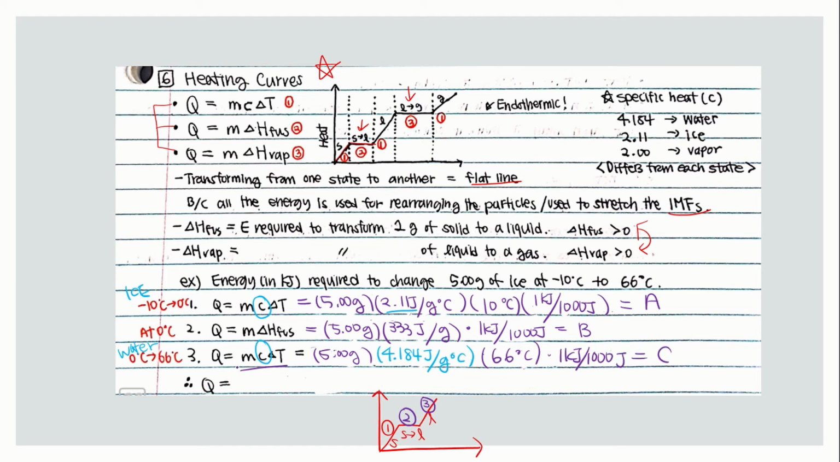And then the Q value finally will be the sum of all these three, and you'll get some number. And the number you get will be in kilojoules.